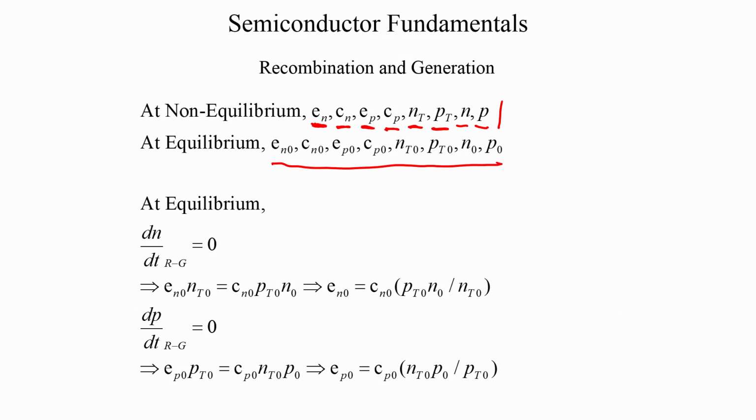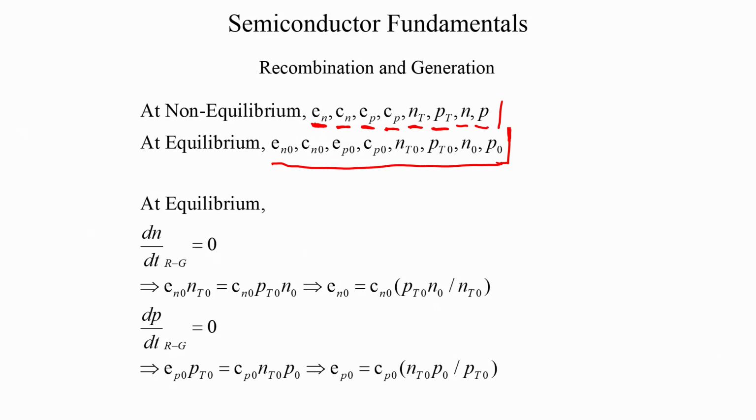Now, why do we want to consider the equilibrium condition? Because we can make a lot of calculations at equilibrium conditions. We can easily calculate electron and hole counts at equilibrium, and we want to take advantage of that to see what happens when we push the material slightly out of equilibrium and into the non-equilibrium condition.